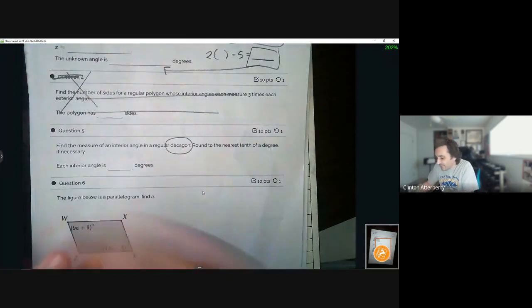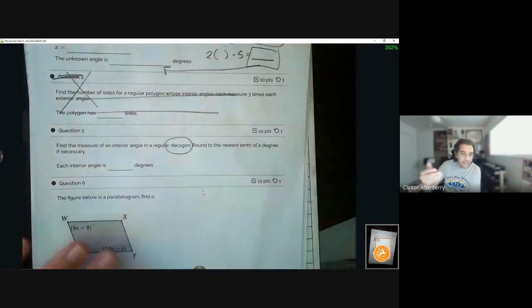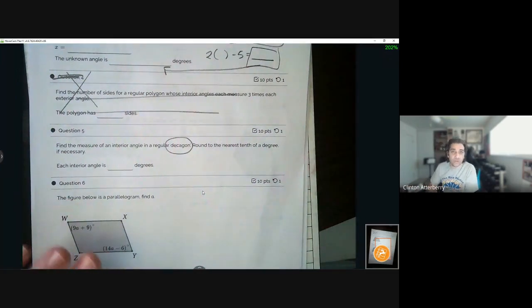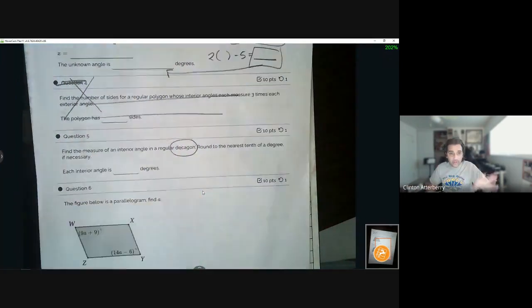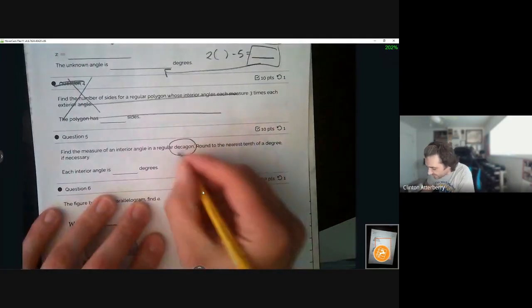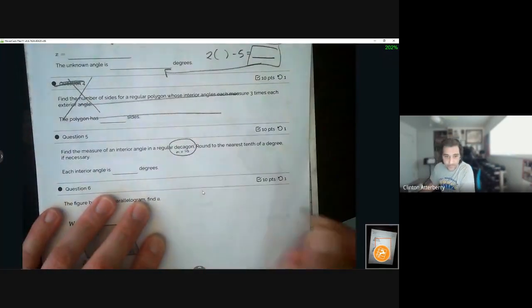Yours might be a little bit different. Yours might say 15 sides, 20 sides, an octagon. If you don't know the word, seriously, go into Google, have a different window open, and search that word. Decagon would be 10 sides. So that means my n would equal 10.